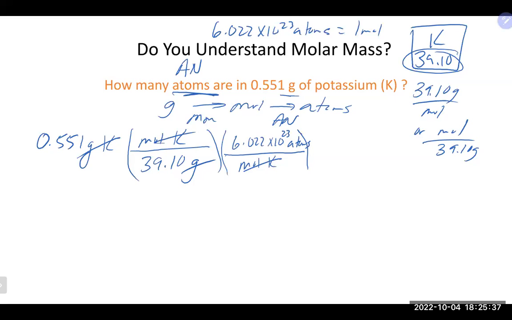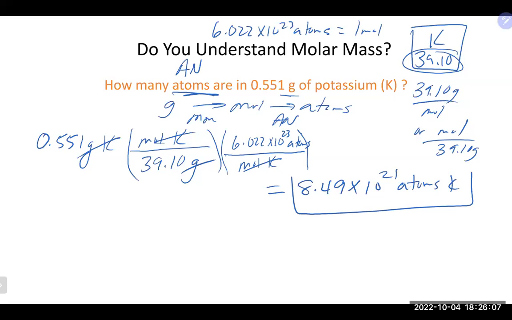The moles cancel. So we're multiplying across the top there, which would be 0.551 times Avogadro's number. Make sure to use your exponent button, hit equals, divided by 39.10, going to get us 8.49 times 10 to the 21, I think it says, 21 atoms of potassium here. Any question on any of those steps there?